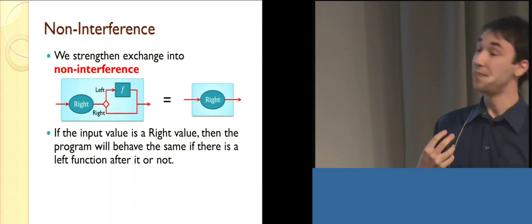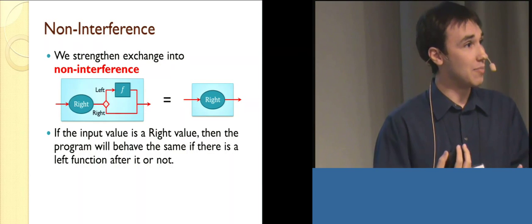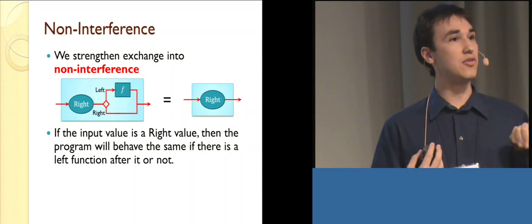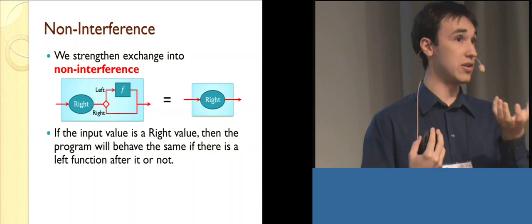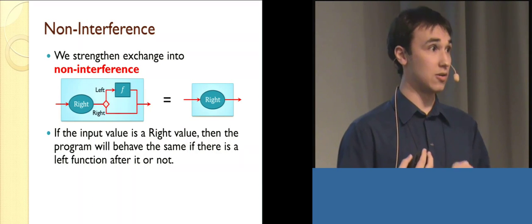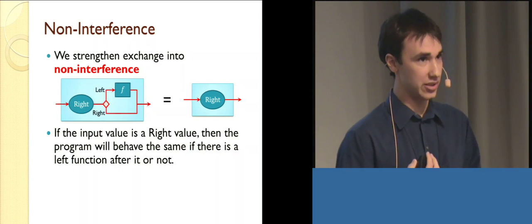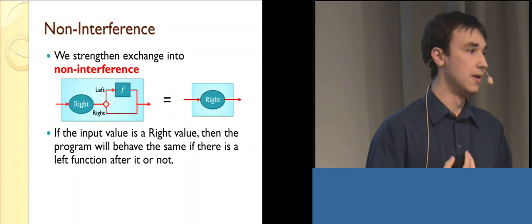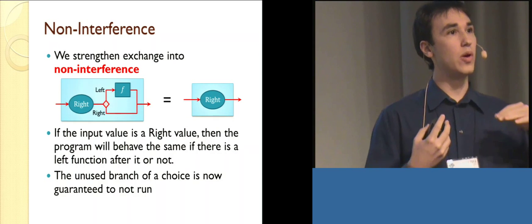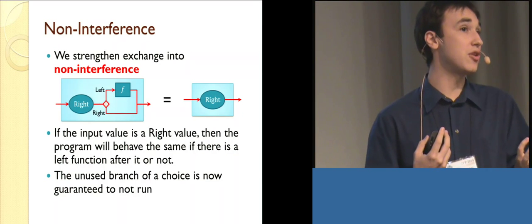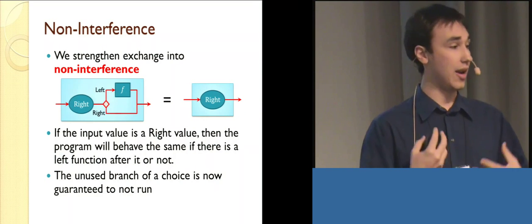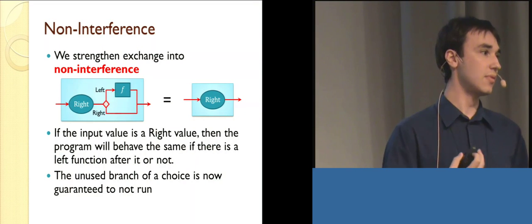But what non-interference says is that if you have a value coming in, specifically a right value, you assert that it's right, and you send it into a function through arrow choice that only accepts left, then the whole arrow will behave as if that function weren't even there. So this is kind of interesting, because now when you take a particular branch of arrow choice, the other branch acts as if it doesn't exist at all. It acts as if it's not there.